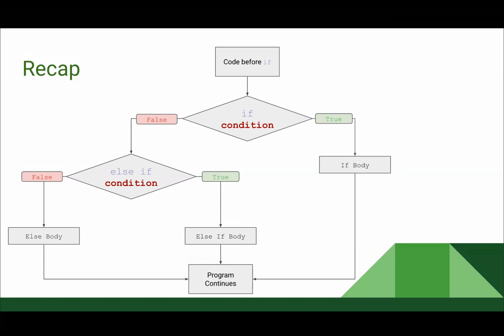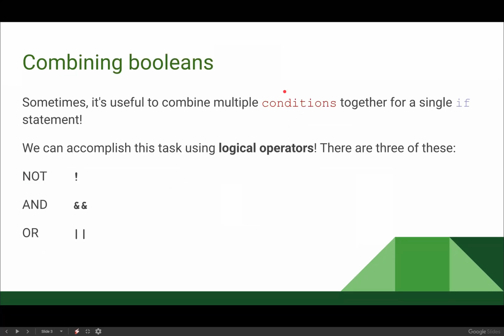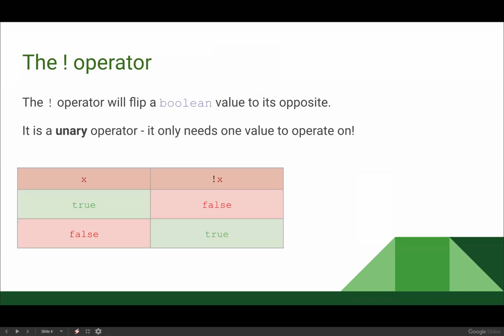Today, we are going to be combining Booleans together. Sometimes it's useful to combine multiple conditions to form a single if statement. And we can do this using these things called logical operators. And there are three of them. There's not, there's and, and there's or. Those are our three logical operators. These work with Boolean values, and they will also give us Boolean values. So let's look at how they work.